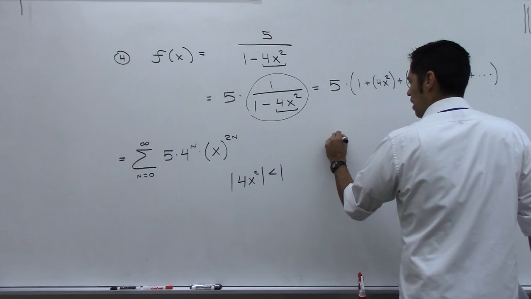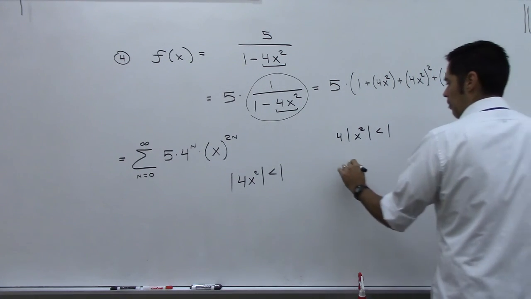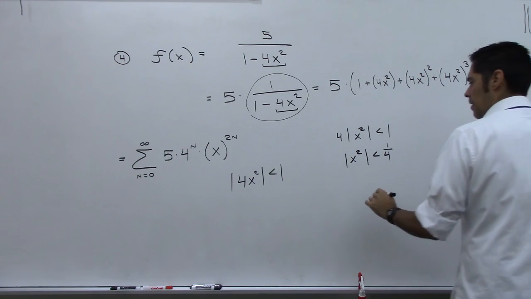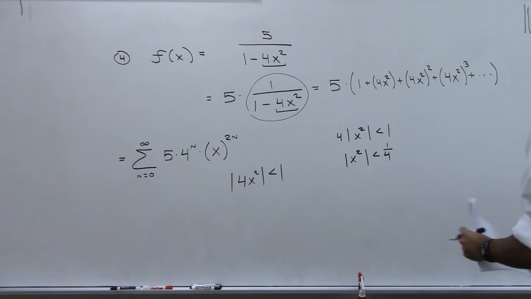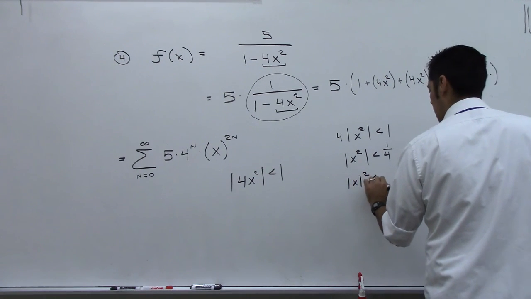We can take the 4 out, and we can divide both sides by 4, and then really at this point you can take the square root, because this is the same as the absolute value of x squared less than 1/4.